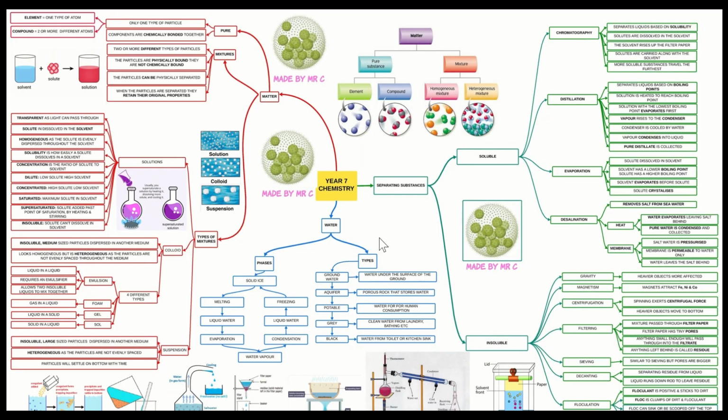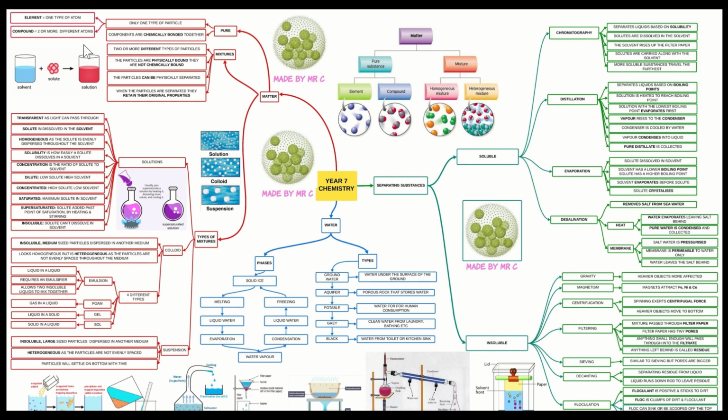Here is my mind map for Year 7 Chemistry. Year 7 Chemistry is all about matter. Matter can be found in two forms. It can be found either in a pure form, which means there is only one type of particle, and the components are chemically bonded together.